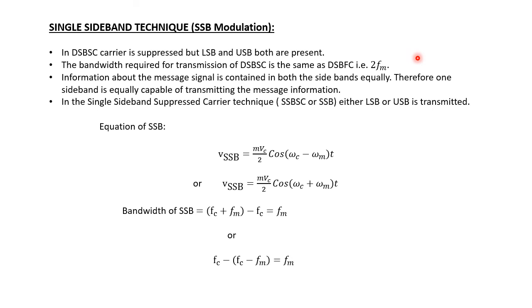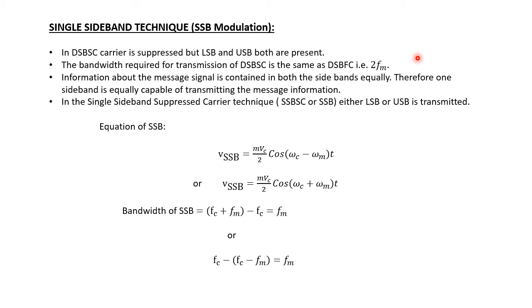So, from this statement, we can conclude that if only a single sideband is received at the receiving end of this entire communication unit, then it is capable of giving the entire information, because both the sidebands have the equal information. By making use of this concept, SSB was developed.